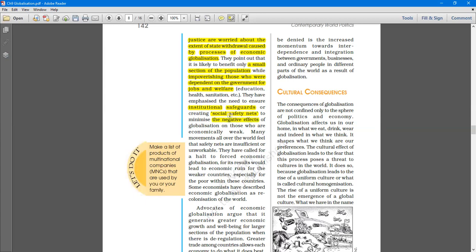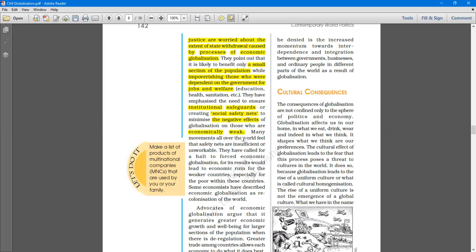This term is also very important, social safety nets. Here it means that the people who criticize the globalization process say that it is the responsibility of the government to create a social safety net, so that with globalization people don't fall behind. They must also get the benefits of globalization. To minimize the negative effects of globalization on those who are economically weak, there must be social safety nets. It is the responsibility of the institutions to protect them.